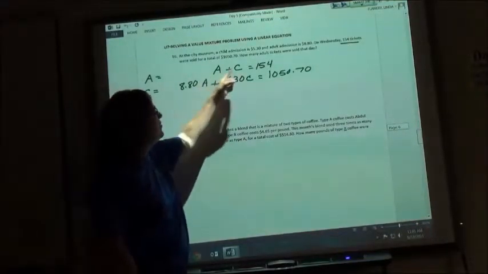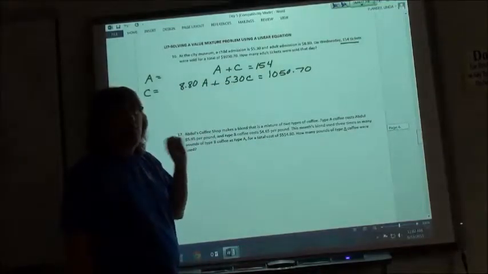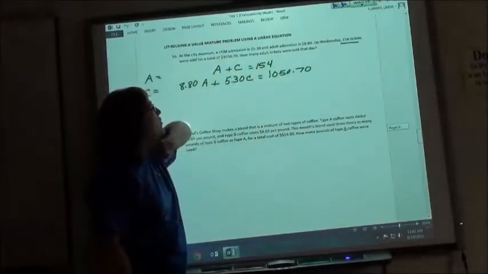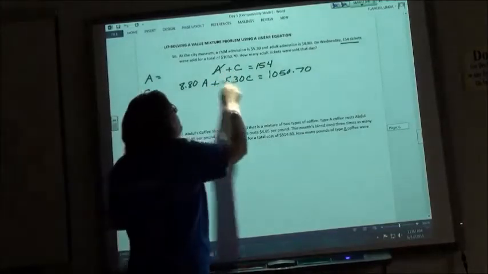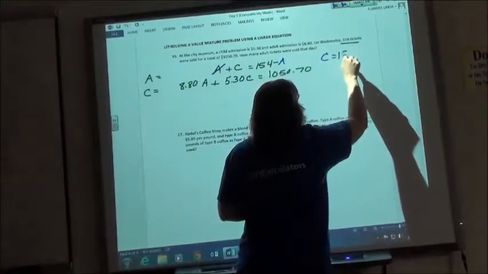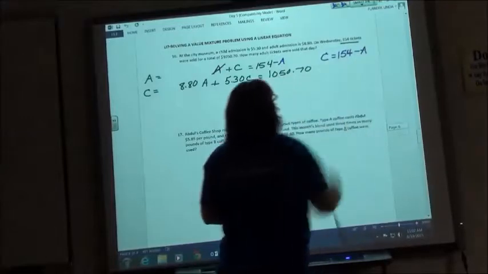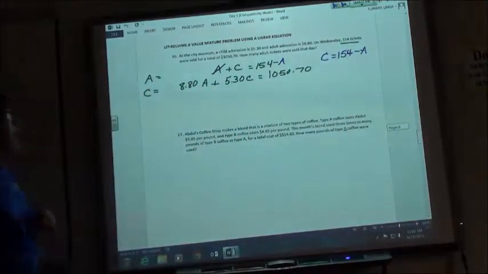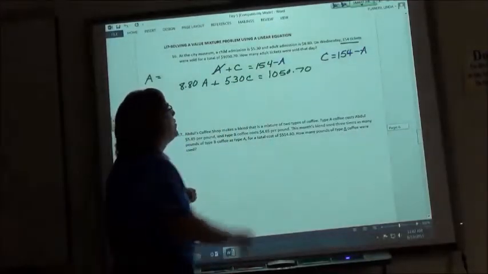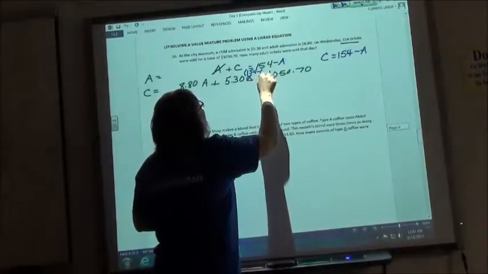So, substitution method. I want to find the number of adult tickets. So I'm going to take this first equation and solve it for the opposite thing. If I want the adult tickets, I need to solve this one for the children's tickets. So I'm going to move my A to the other side, and C is going to equal 154 minus A. Now what I'm going to do is replace the C in the second equation with the 154 minus A.